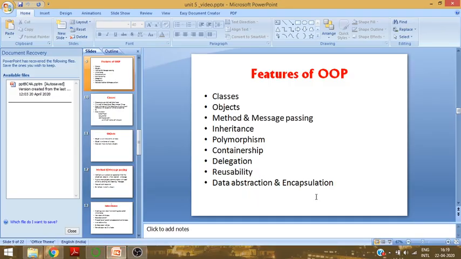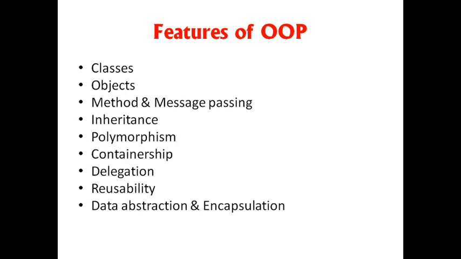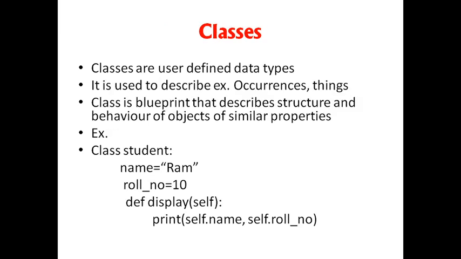Okay, features of OOP. There are various features in that. First is class, object, method and message passing, inheritance, polymorphism, containership, delegation, reusability, data abstraction and encapsulation. Okay, now we see first is class.